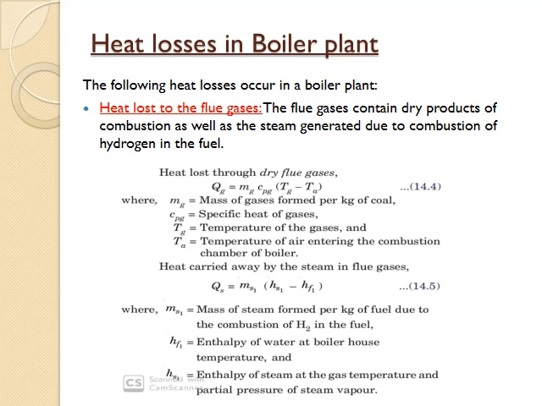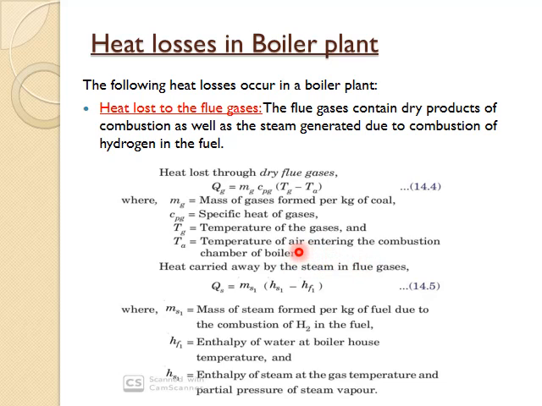Heat losses in boiler plant. The following heat losses occur in a boiler plant. Heat lost to the flue gases. The flue gases contain dry products of combustion as well as the steam generated due to combustion of hydrogen in the fuel. Heat lost through dry flue gases can be calculated using this equation, and heat carried away by the steam in the gases.